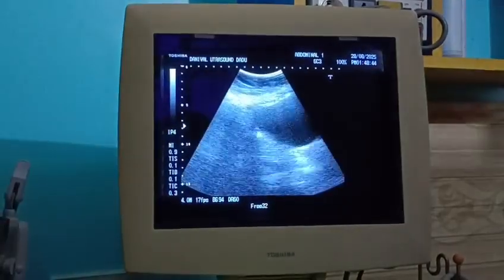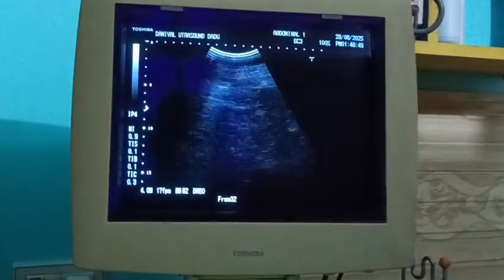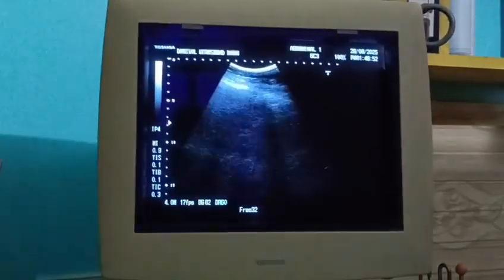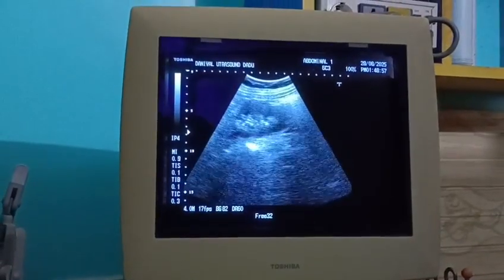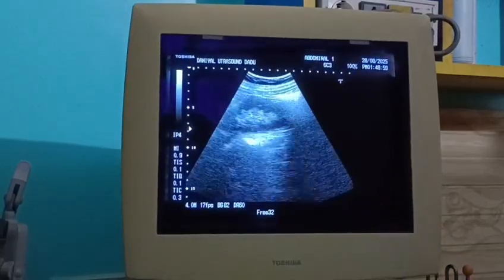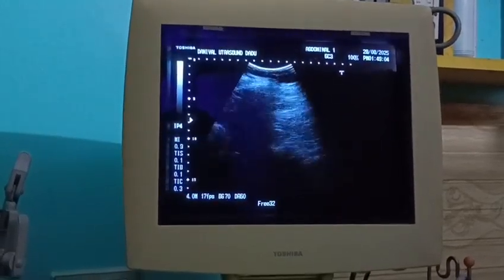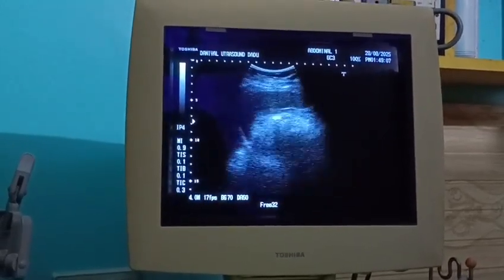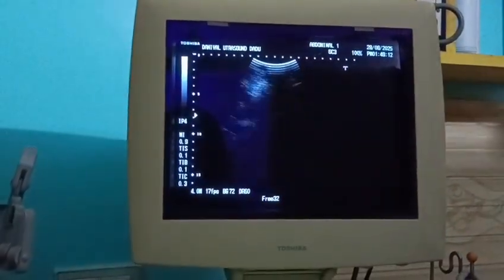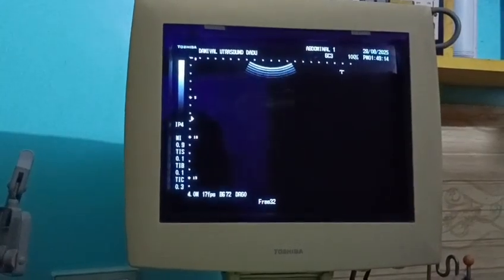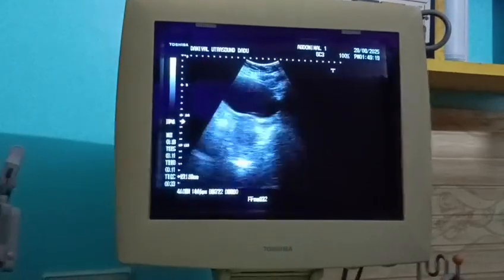So here we are going to the left side. This is left kidney. It appears normal in size, shape, contour, no stone, no hydronephrosis. This is above it. This is splenic tissue, spleen. It appears also normal. Now let's go to the pelvis. This is ultrasound of whole abdomen, including pelvis.